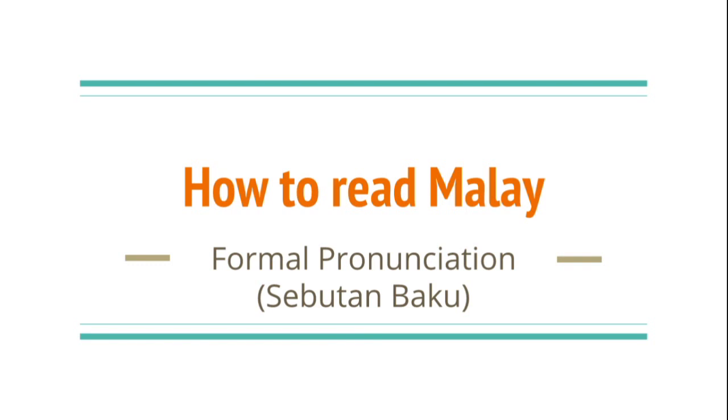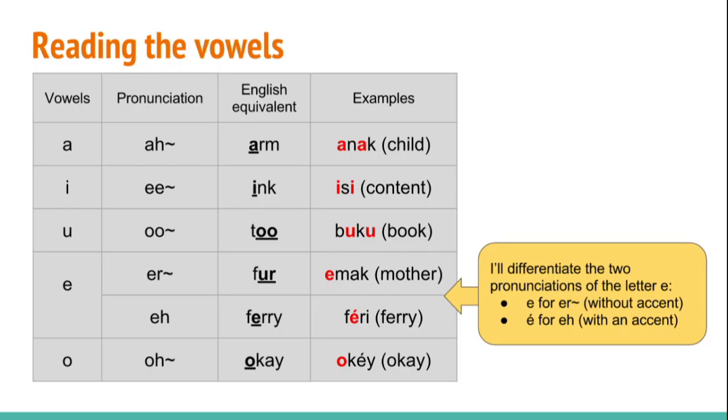Alright, before we begin, as you may or may not know, Malay is written using the usual or typical English alphabet, A, B, C, and unlike English, the way you pronounce or read words in Malay is fairly consistent. It's phonetically consistent. So without further ado, let's begin.